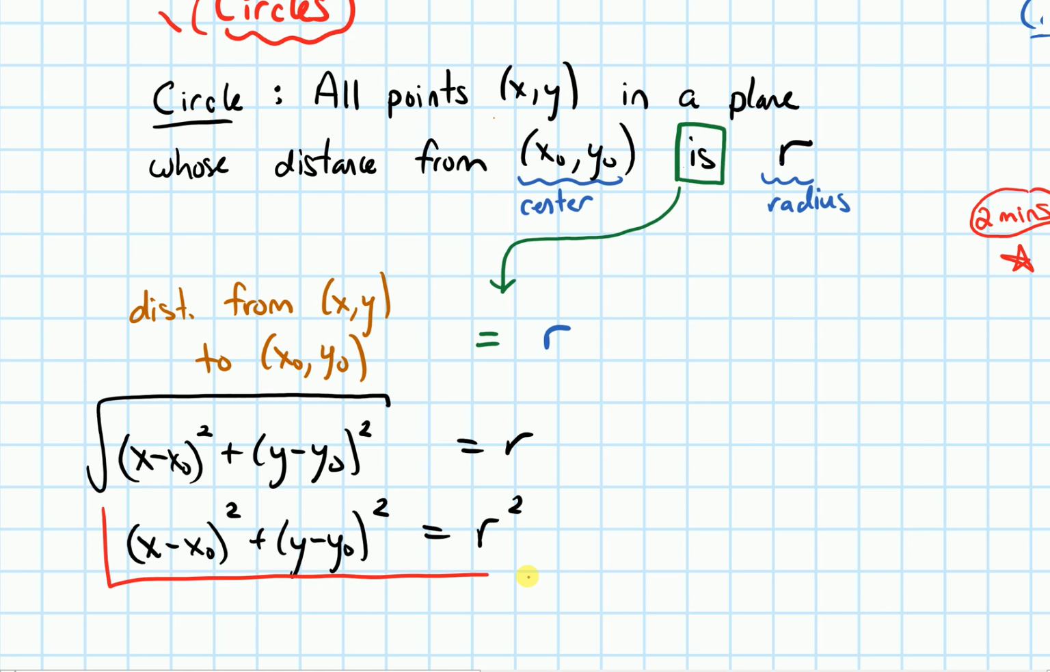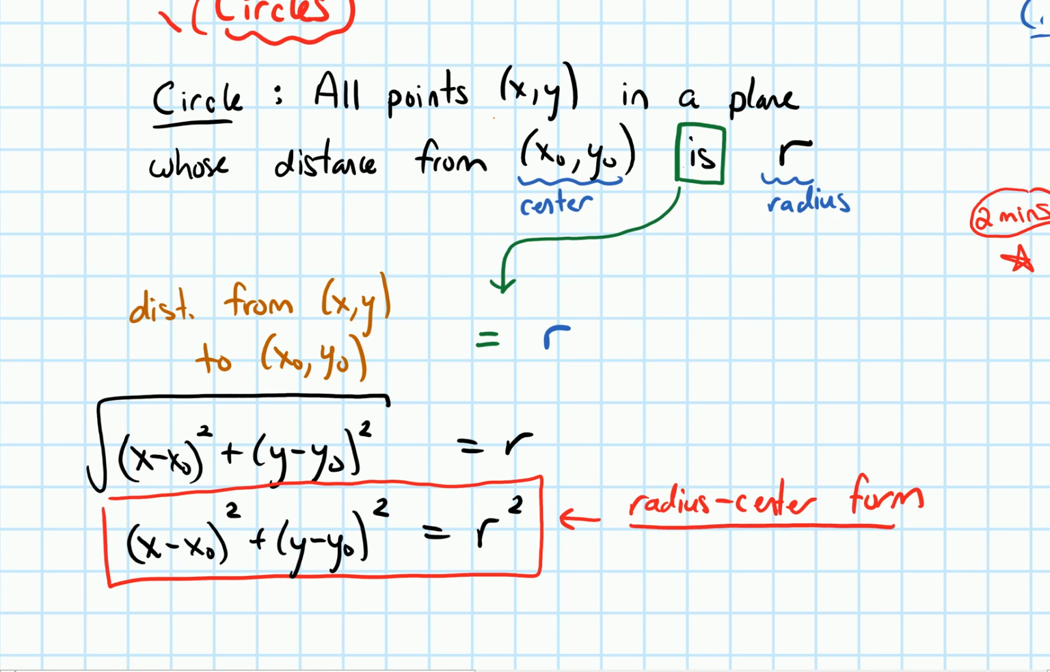And that now looks like the equation of a circle that we're used to. So this form in which we've put the equation of a circle, I'm going to refer to as radius center form. So this is the radius center form for the equation of a circle.